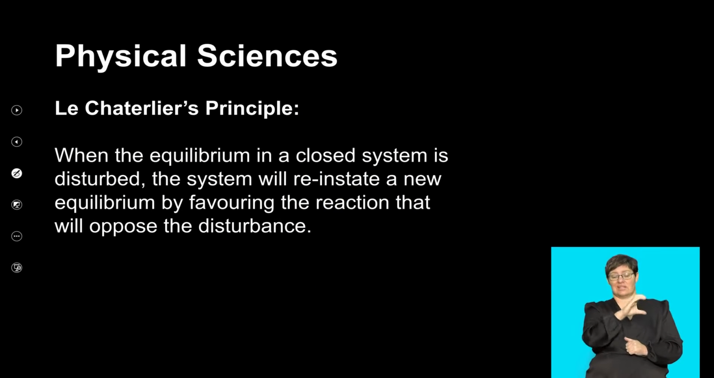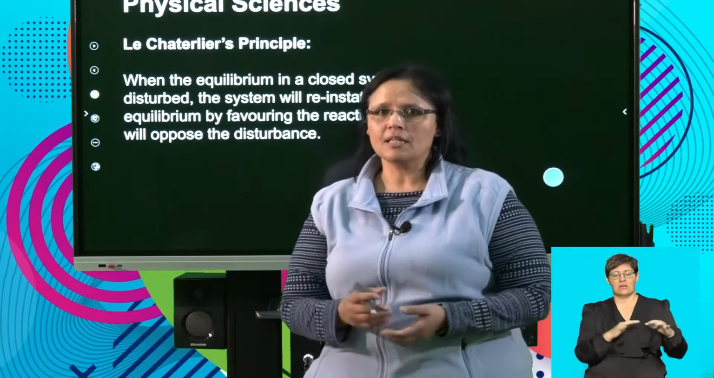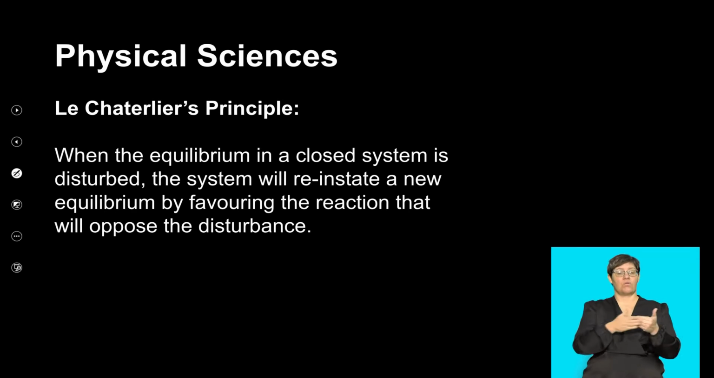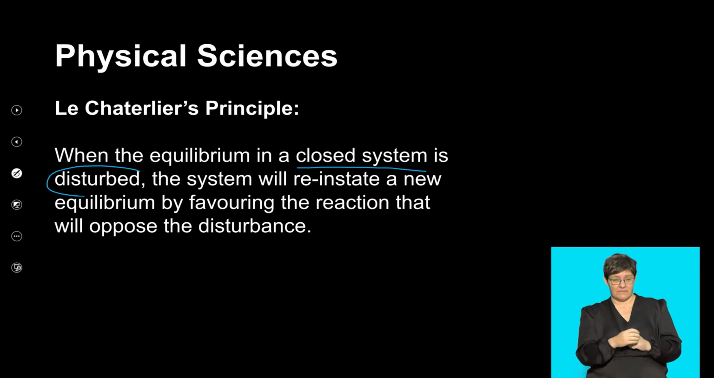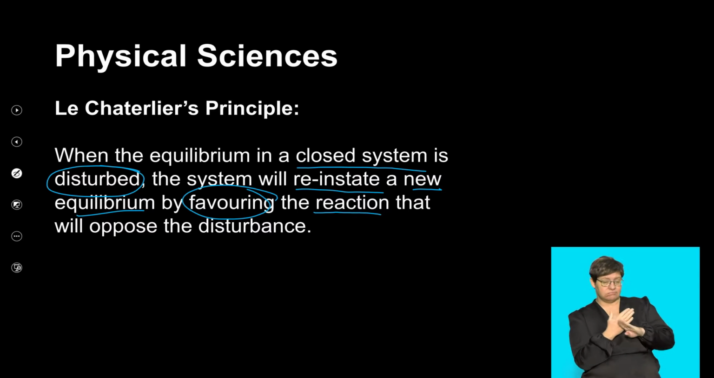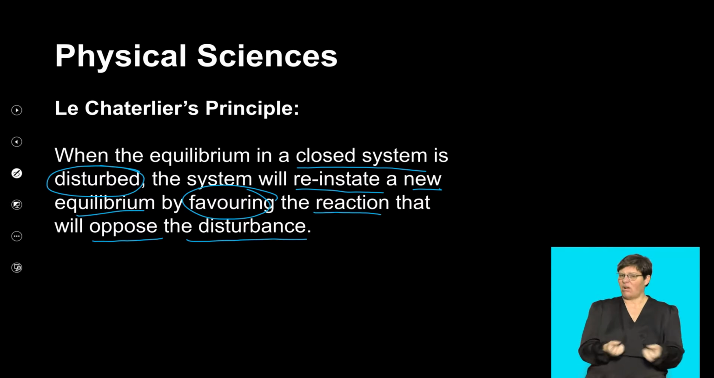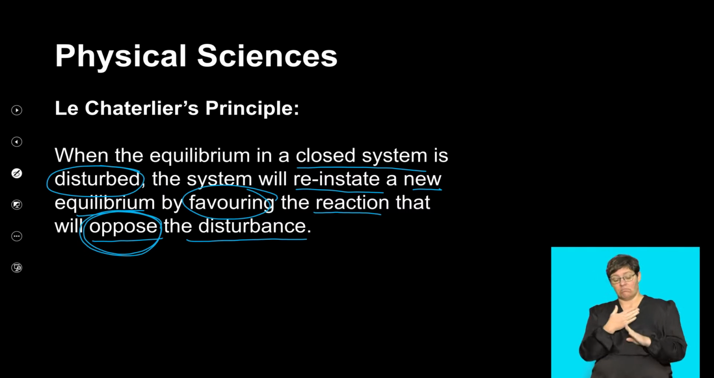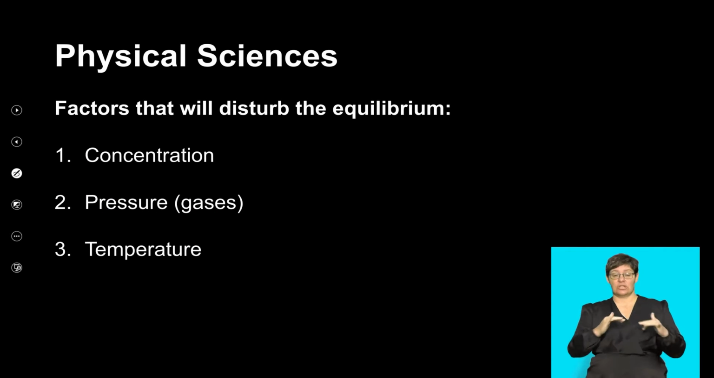Then we come to Le Chatelier. What did Le Chatelier say about disturbance of that equilibrium? When the equilibrium in a closed system is disturbed, the system will reinstate a new equilibrium by favoring the reaction that will oppose the disturbance. That's a lot that we've said. It must be in a closed system. It will reinstate the equilibrium by favoring the reaction that opposes the disturbance.